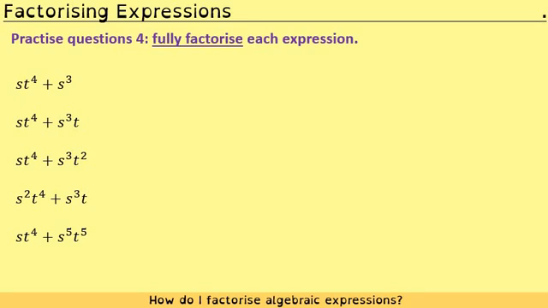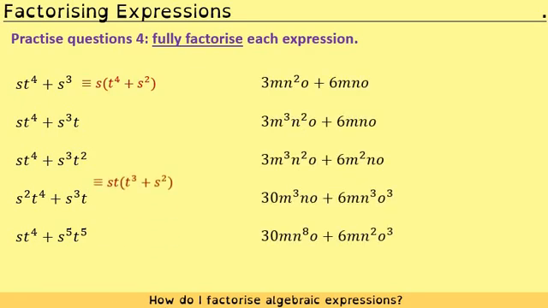Okay, so in our first expression, we can take out a maximum of just s from both terms, and that gives us s t to the power of 4 plus s squared. Next, we can take out s and t from both terms to give us t cubed plus s squared. In the next one, the maximum s we can take out is just 1s, and the maximum t we can take out is t squared. So that's going to leave us with t squared plus s squared.